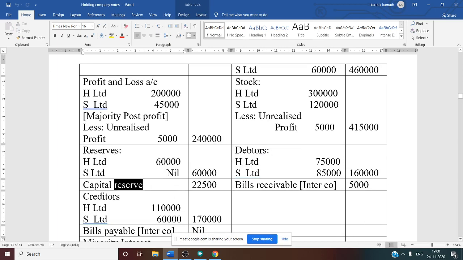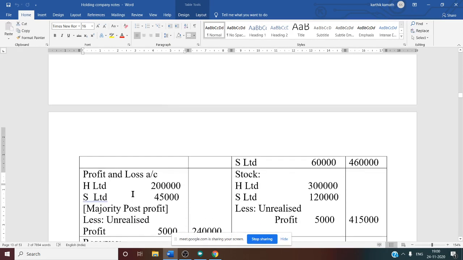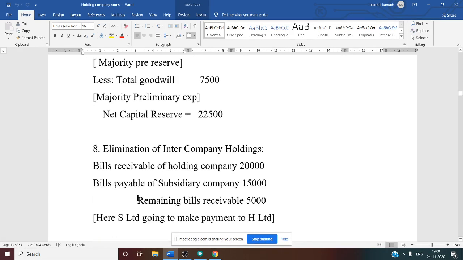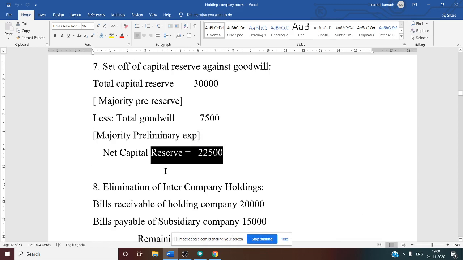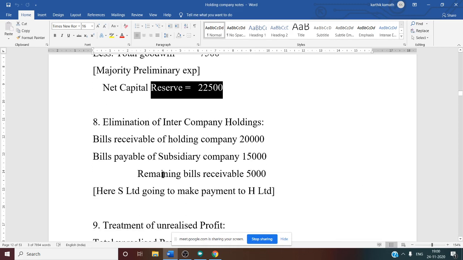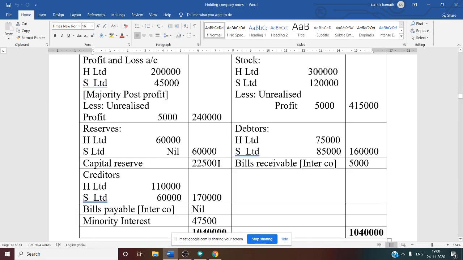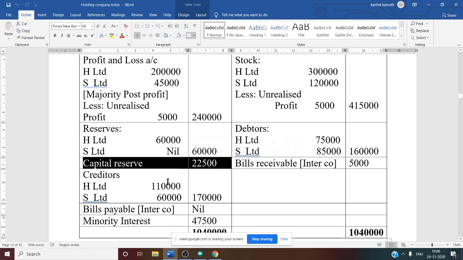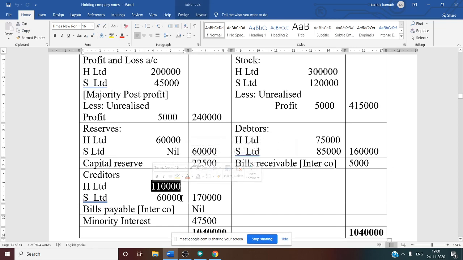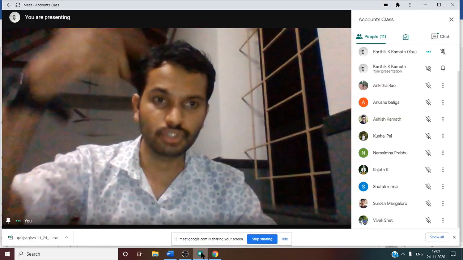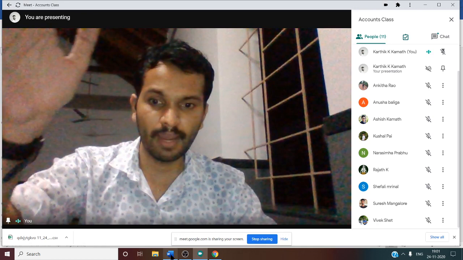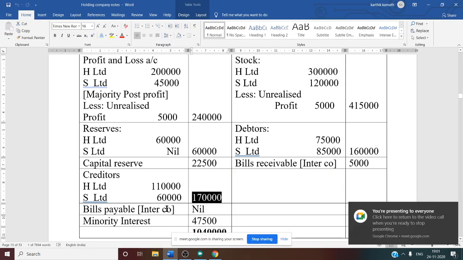And what about capital reserve? Capital reserve is nothing but the working note. Once you see the working note, we have written net capital reserve 22,500. That is nothing but a liability. That is why we have to show on the liability side capital reserve 22,500. Then there is the creditor. The holding company creditor is 1,10,000. The subsidiary company creditor is 60,000. That is directly given in the question. So you have to write directly the total combined creditor, that is 1,70,000.